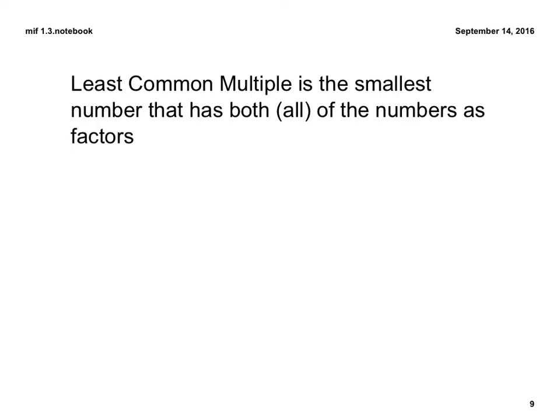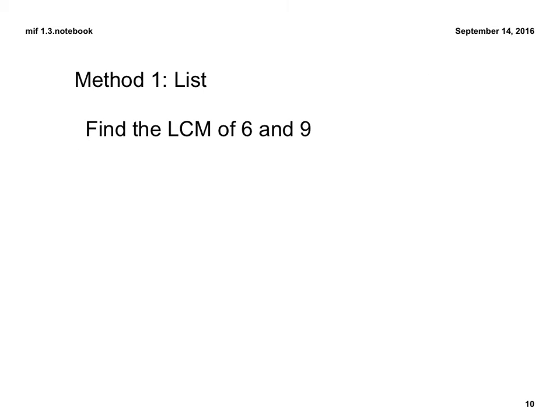Let's change gears slightly, and now let's talk about the least common multiple. It's the smallest number that has both or all of the numbers that we're looking at as factors. Whereas the greatest common factor will always be smaller than the numbers that we're working with, the least common multiple will always be bigger than the numbers that we're working with. And again, we'll look at 2 methods for doing this. We're going to start our first method by making a list.